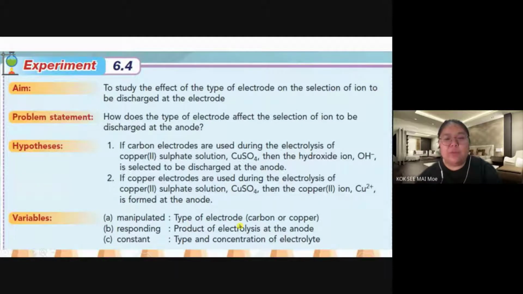Okay, the manipulated variable, what we control? We control the electrode. First, we are using carbon. Second one, we are using copper. Responding variable means we cannot control it. Responding is a product, the products at the anode. What they will produce, we don't know. So this one becomes the responding variable.